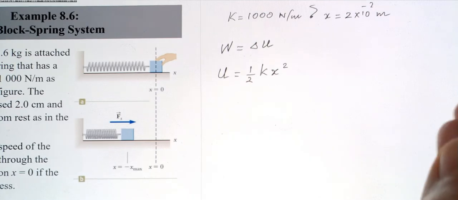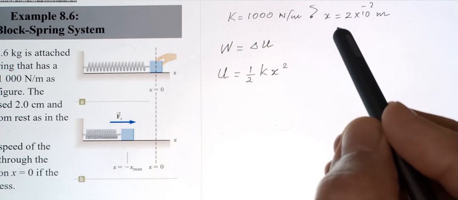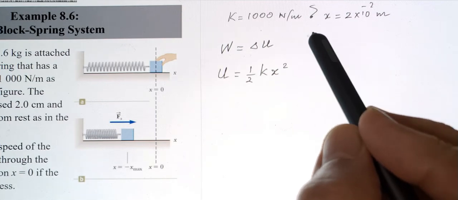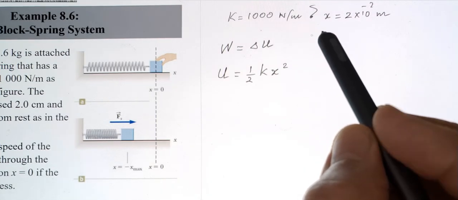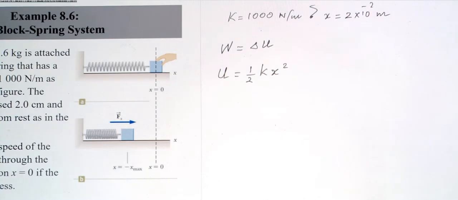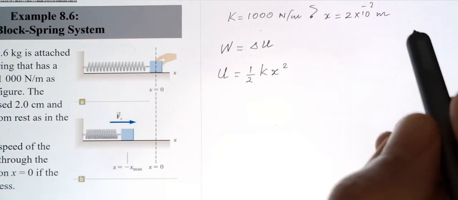Now here is a common mistake. I saw it so many times. Students do it. When I say the compression is 2 centimeters, they will just write 2. And as a result, the calculation will be way off. So it's 2 centimeters. Be careful.